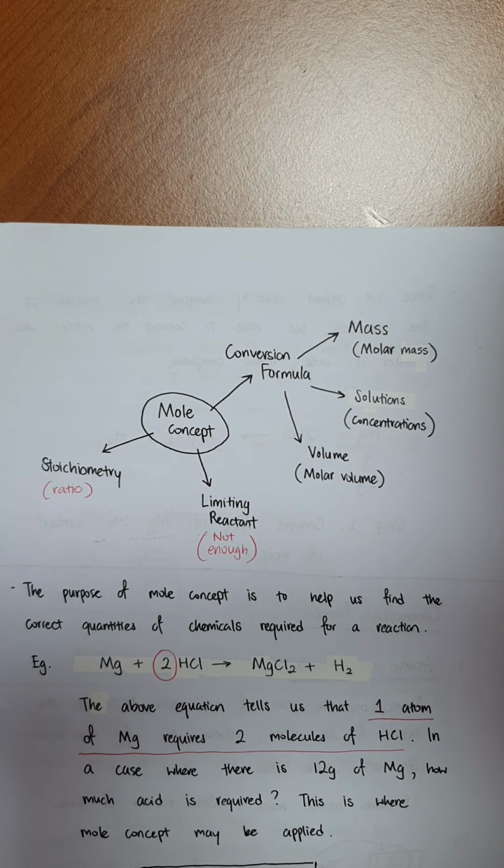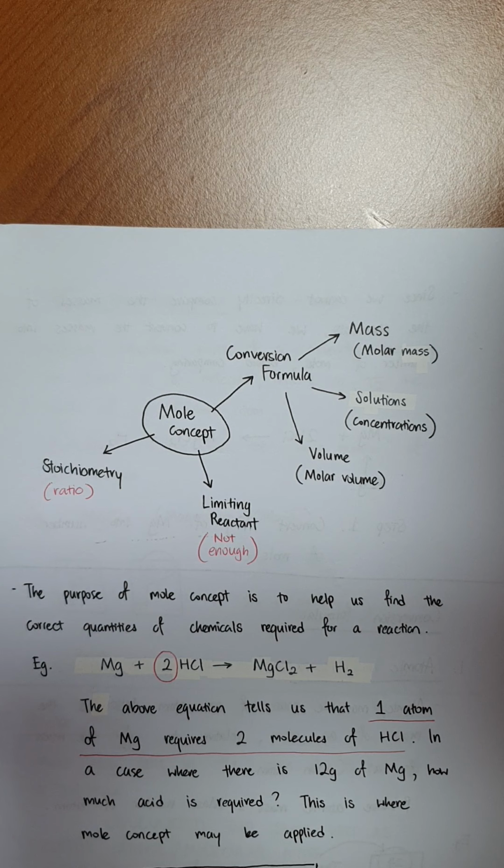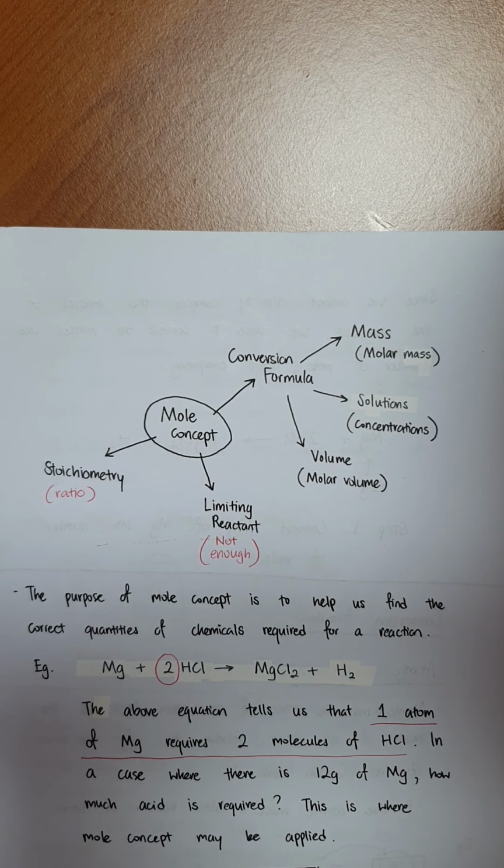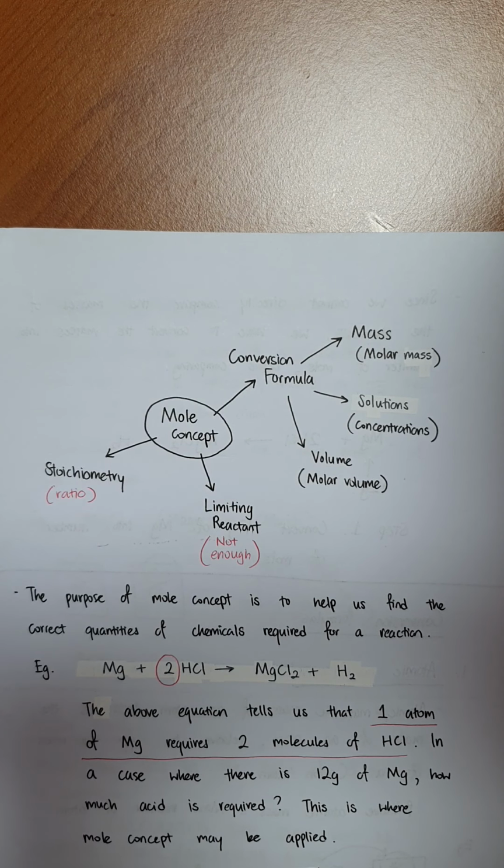Now, as you can see, mole concept consists of mainly three different portions only. So first, we have the conversion. So what is conversion all about? It is basically just converting your real life units into your calculation units. So for example, we are given maybe 50 grams of magnesium. Now we have to learn how to convert 50 grams into number of molecules so we can compare with our hydrochloric acid molecules, which is stoichiometry.